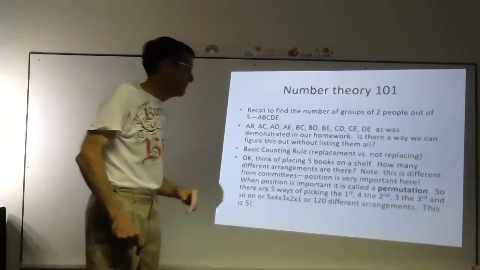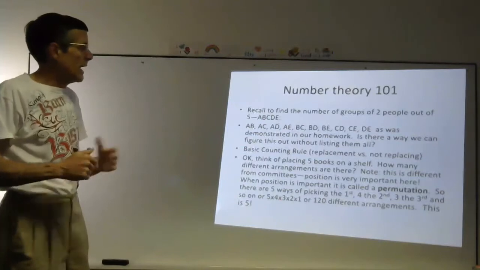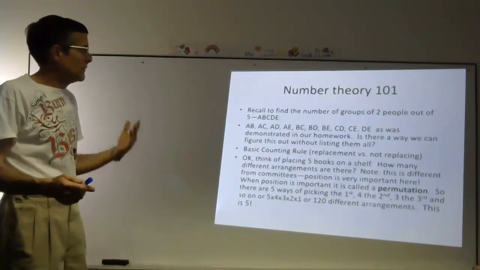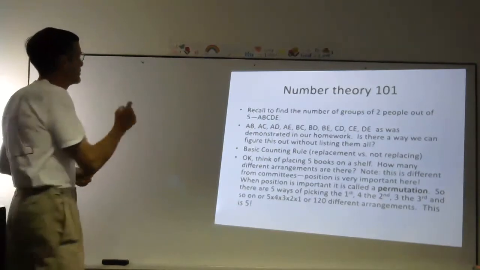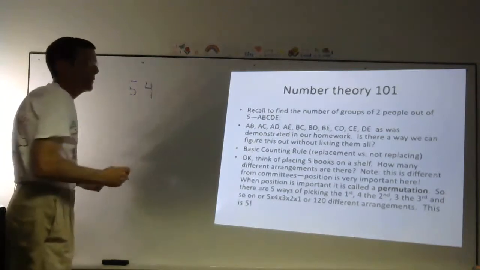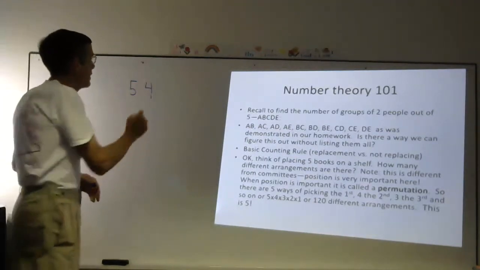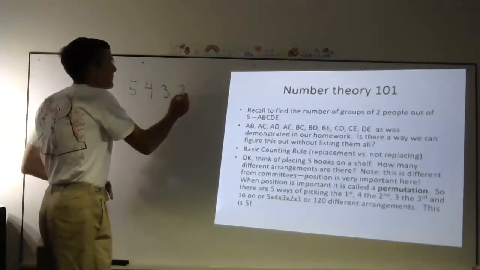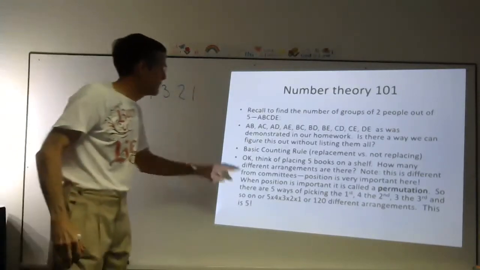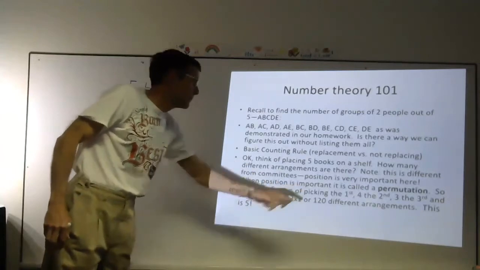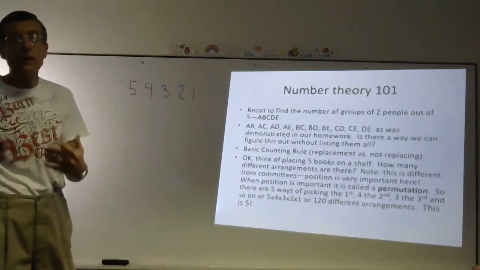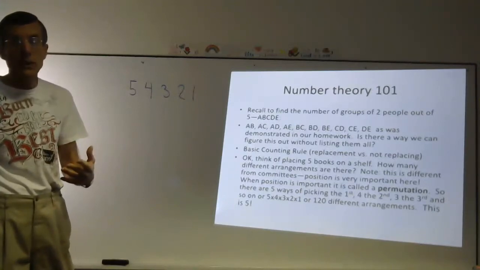Let's talk about putting books on a shelf. How many different arrangements are there of putting 5 books on a shelf? In other words, you have 5 ways you can pick the first book. Then you have 4 because we're not replacing. Then you have 3, then you have 2, then you have 1, okay? Or you have 5 times 4 times 3 times 2 times 1. There are 120 different ways you can put 5 books on a shelf, okay?